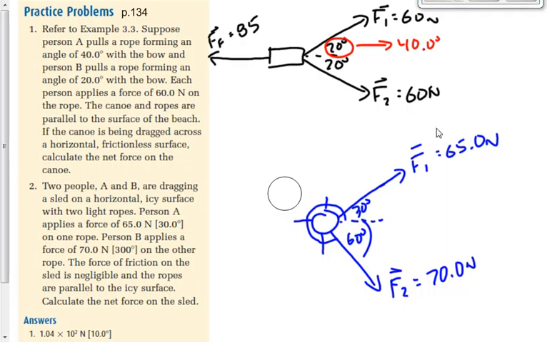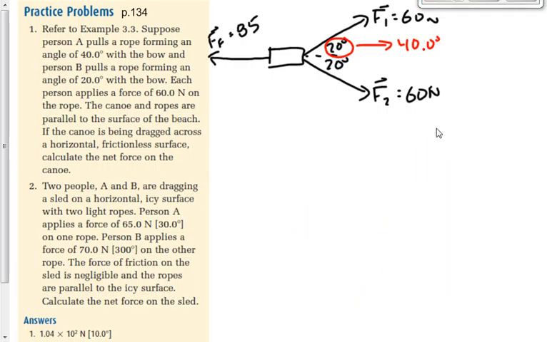All right, guys, we want to look at question number 1 here. Somebody was pointing out to me as we were walking around helping people that there is actually no force of friction here, because they tell us in question number 1 that it's dragged along a horizontal frictionless surface. So this 85 newtons that we had in the other example, 3.3, is gone. All we have are these 2 forces, but these 2 forces are at different angles this time. Not 20 and 20, but rather we've got 20 and 40 degrees.